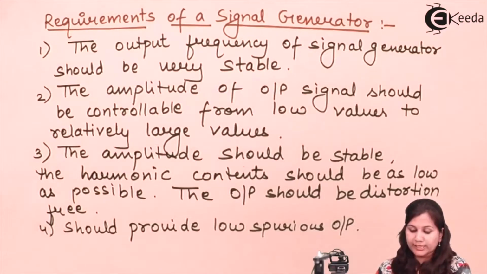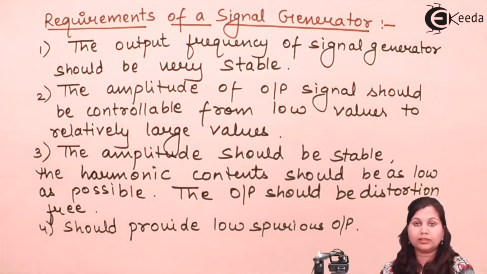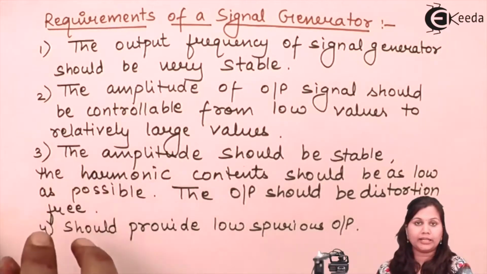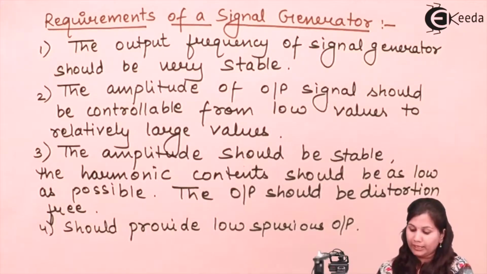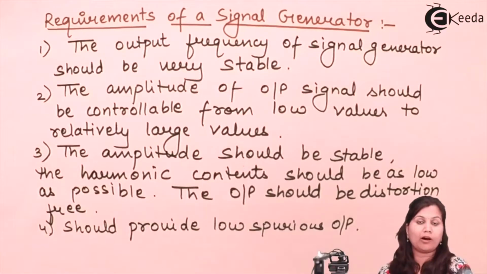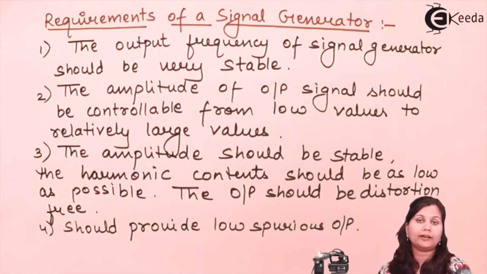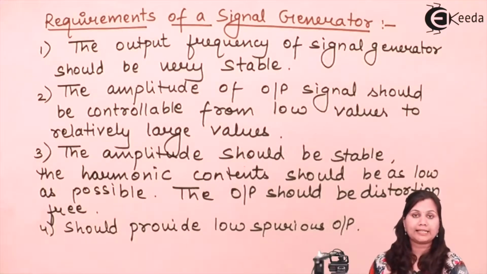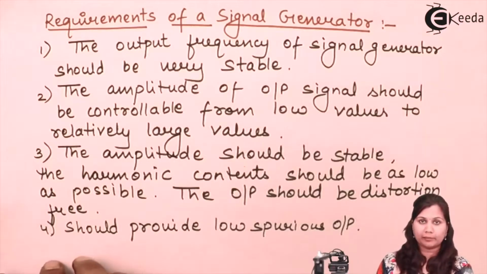Okay. So these are the requirements of a laboratory type signal generator, that the output of the signal generator should be within these limits. Like it should be stable, the amplitude should be controllable, the amplitude should be stable, harmonics free, distortion free, and it also contains less noise, so it will be less affected by the disturbances.